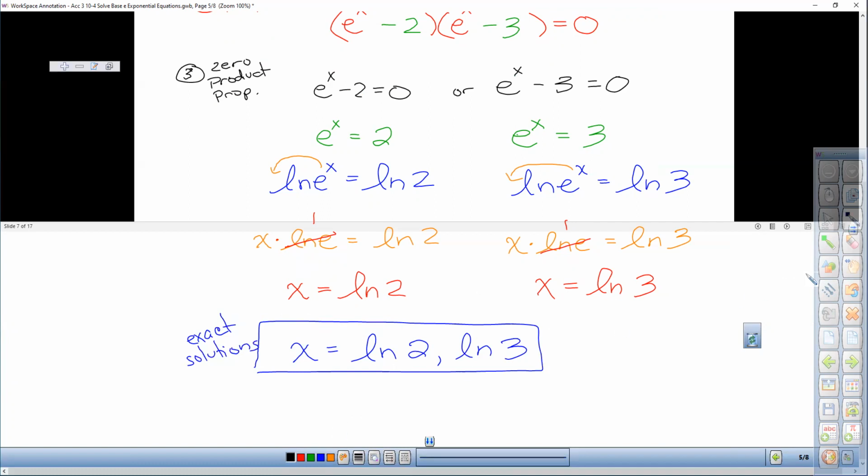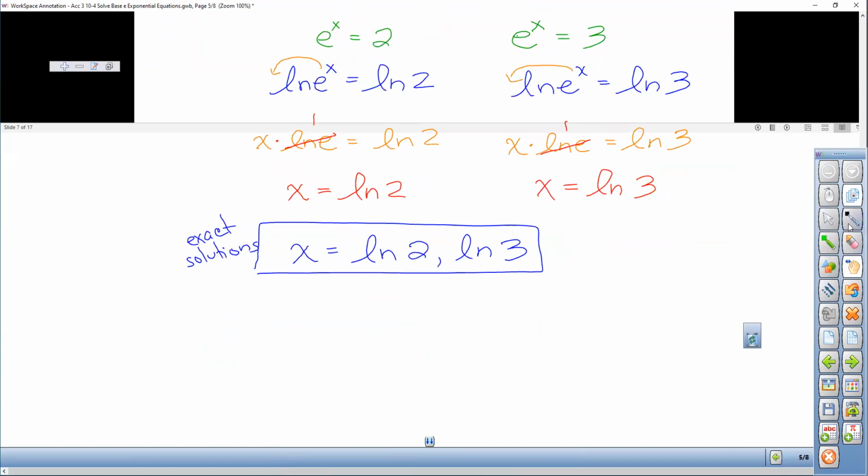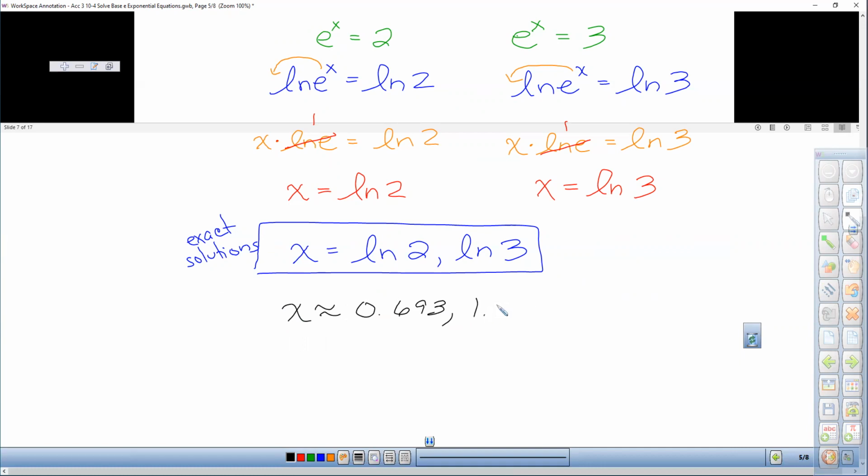Then we're going to approximate each of those using our calculator. So our natural logarithm of 2 is about 0.693 to 3 places. And our natural logarithm of 3 is about 1.099 to 3 decimal places. So these would be our approximate solutions.